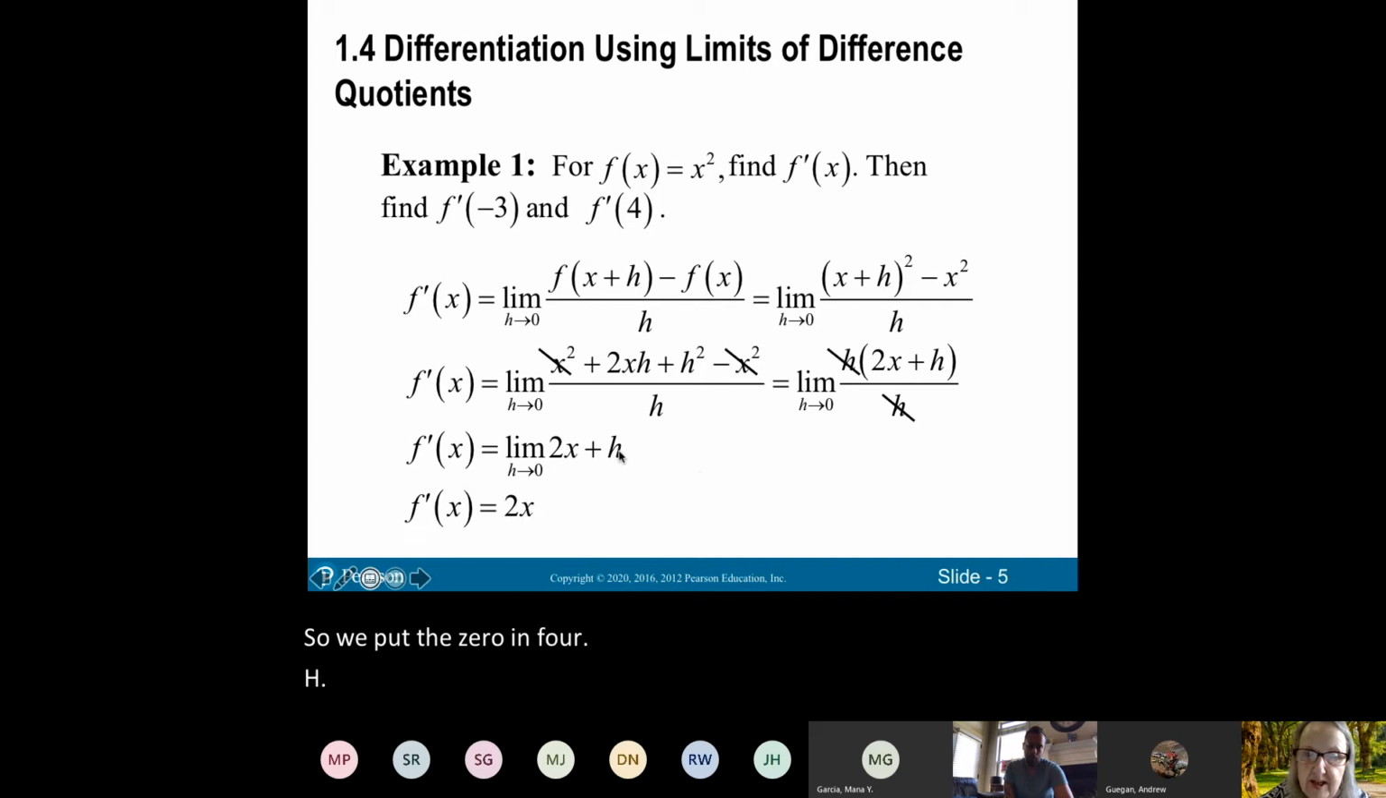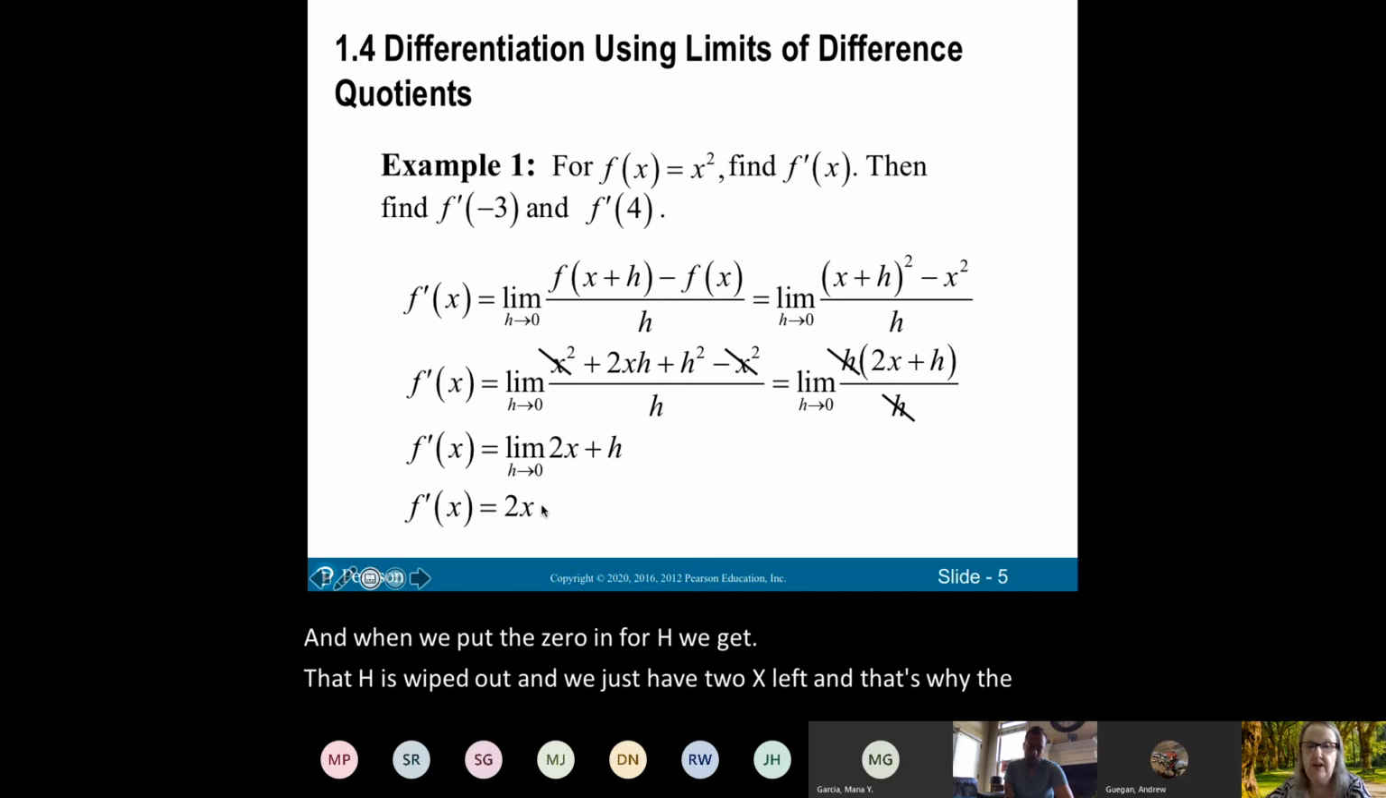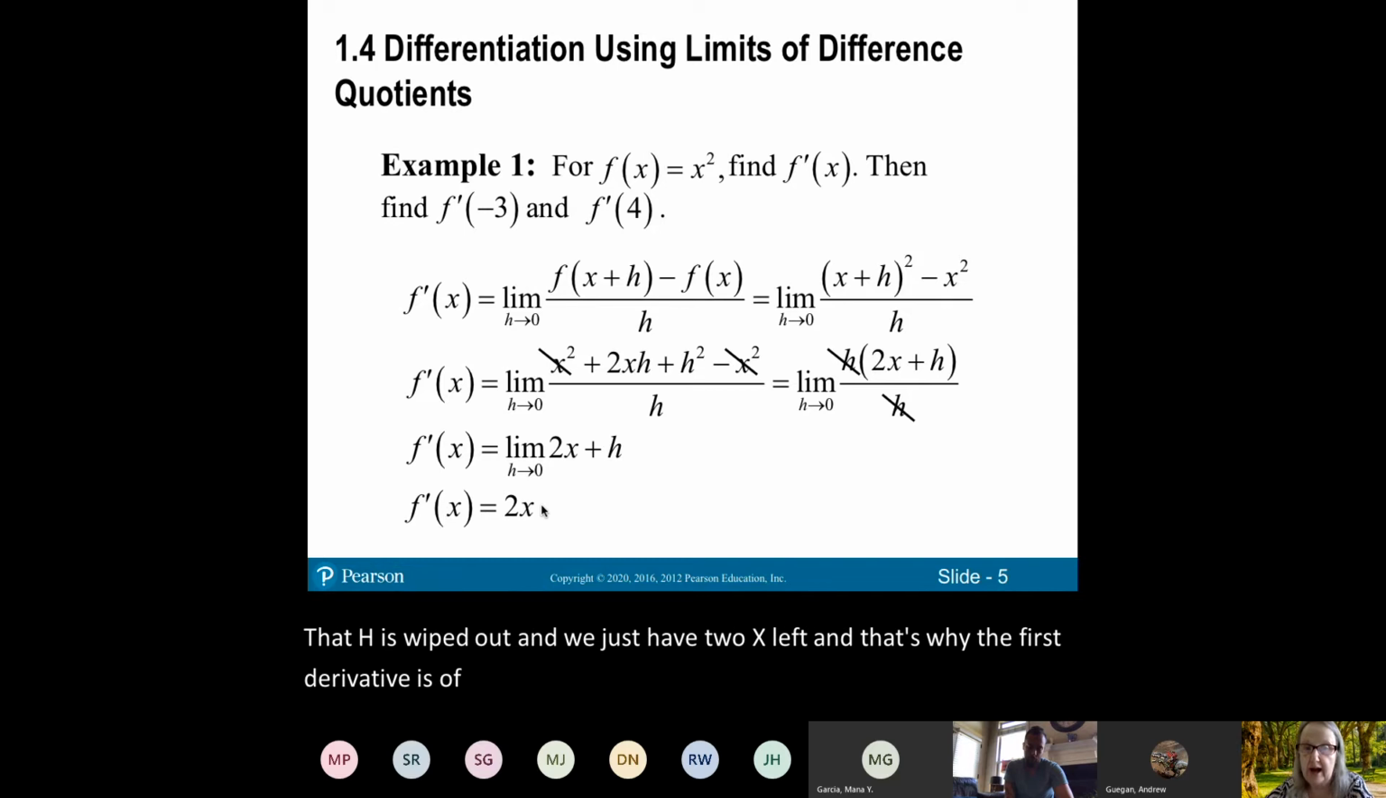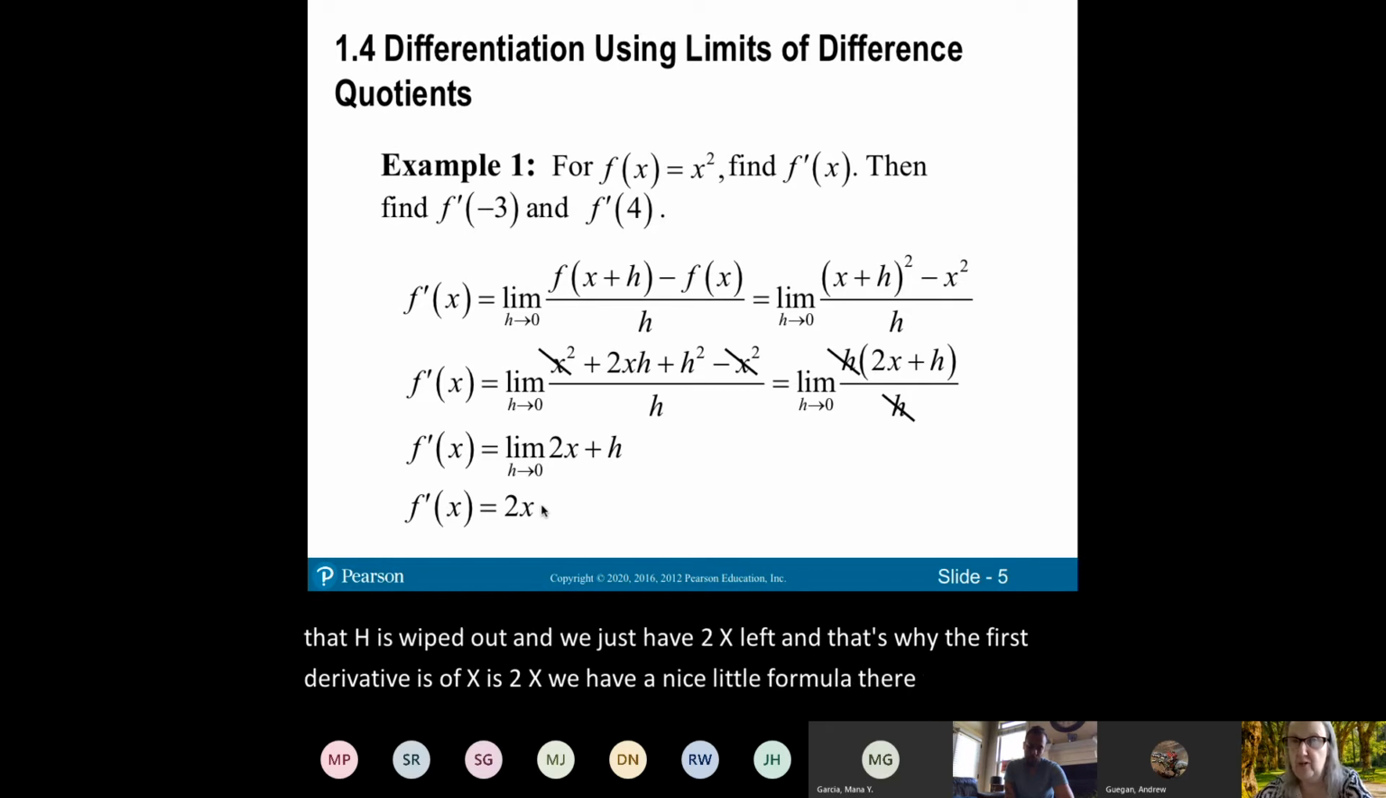And when we put the 0 in for h, we get that h is wiped out and we just have 2x left, and that's why the first derivative of x² is 2x. We have a nice little formula there to calculate a bunch of derivatives if we want to.